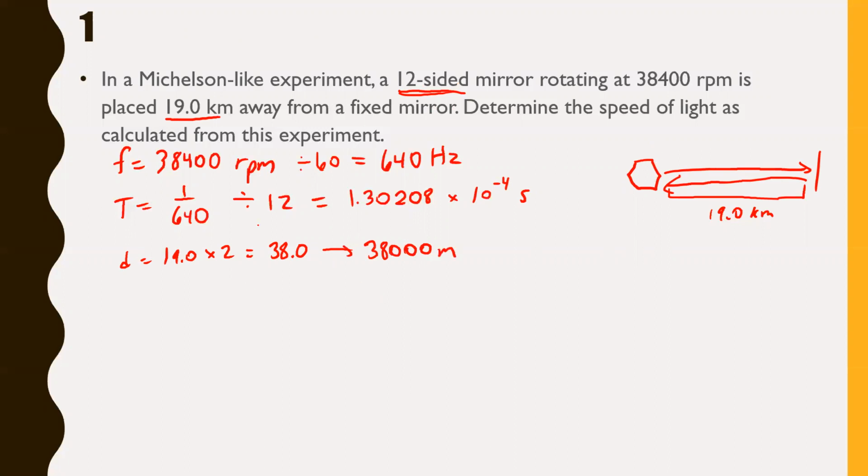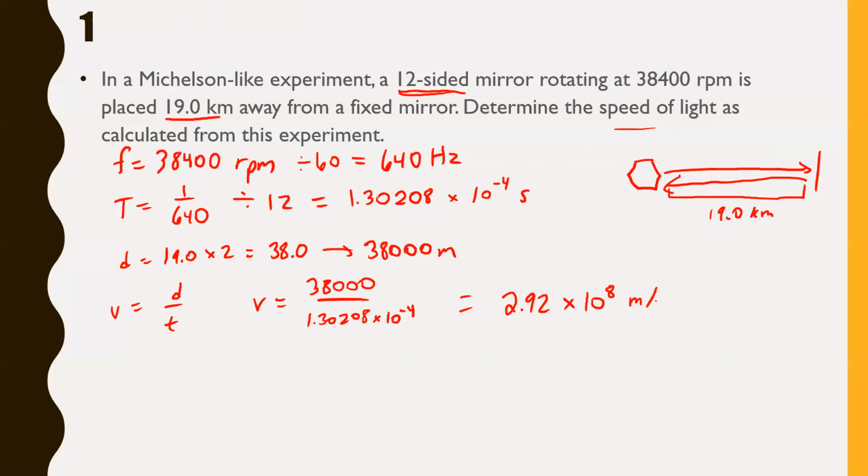Anyway, so now we have our distance, we have our time. That's all we really need, right? The speed of light can just be found using distance over time. So V is d over t, or in other words, V is equal to 38,000 divided by 1.30208 times 10 to the negative 4. And if you throw this in your calculator, you're going to get, to 3 sig digs, 2.92 times 10 to the 8 meters per second. And yes, it is 3 sig digs here.